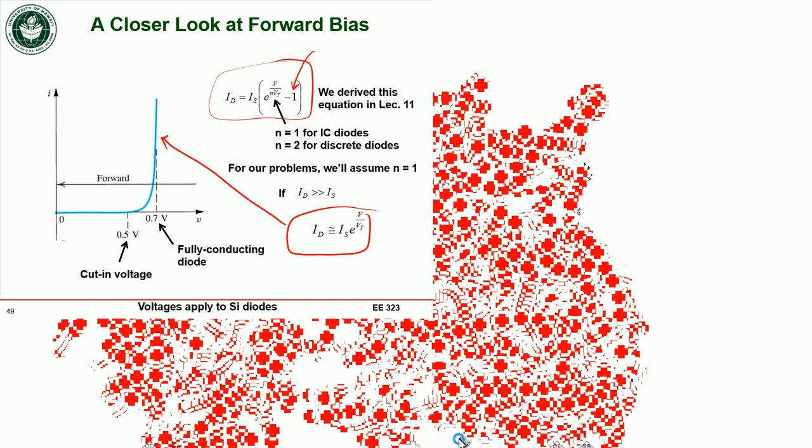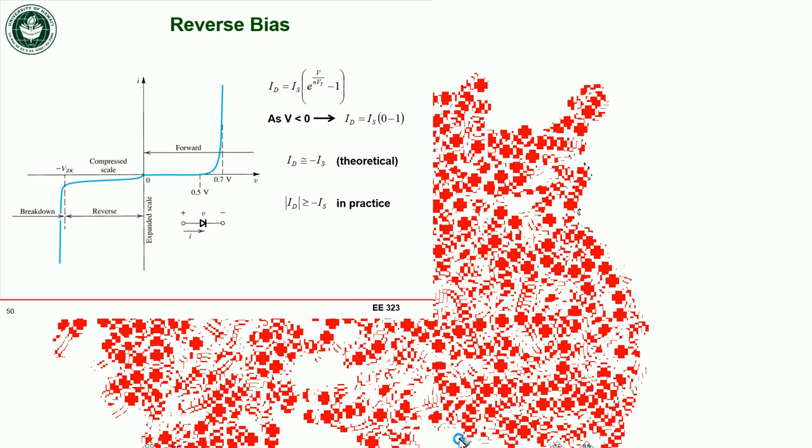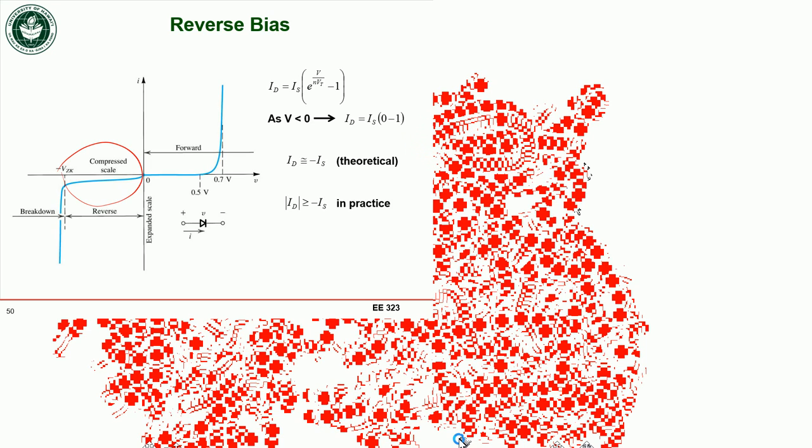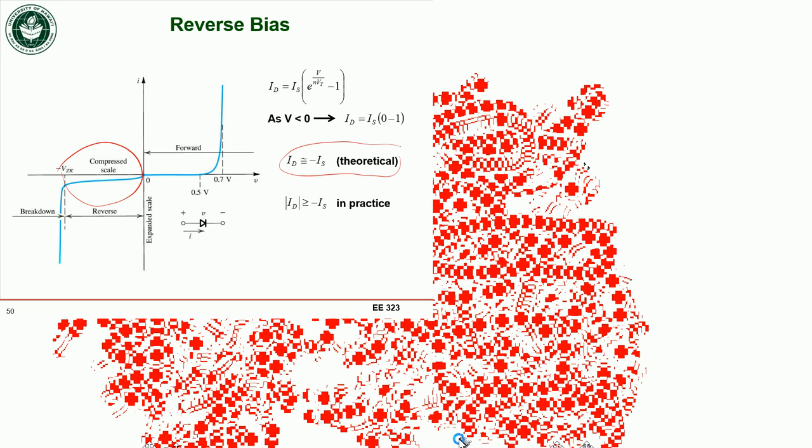Okay, in reverse bias, that's this part of our graph. Well, we can actually see the current if I make that scale a little bit larger on the reverse bias side. So now we're not on the same scale as the forward bias curve. If we go with our diode equation, as the voltage becomes negative, like we said earlier, the diode current is going to be equal to about negative IS, where IS is that saturation current.